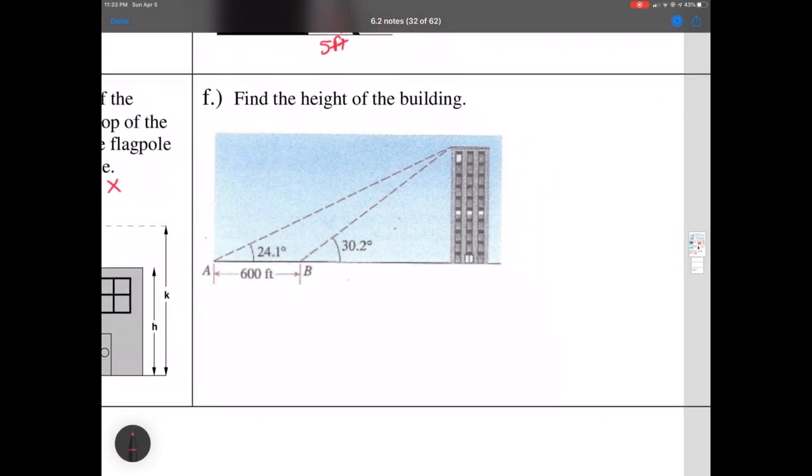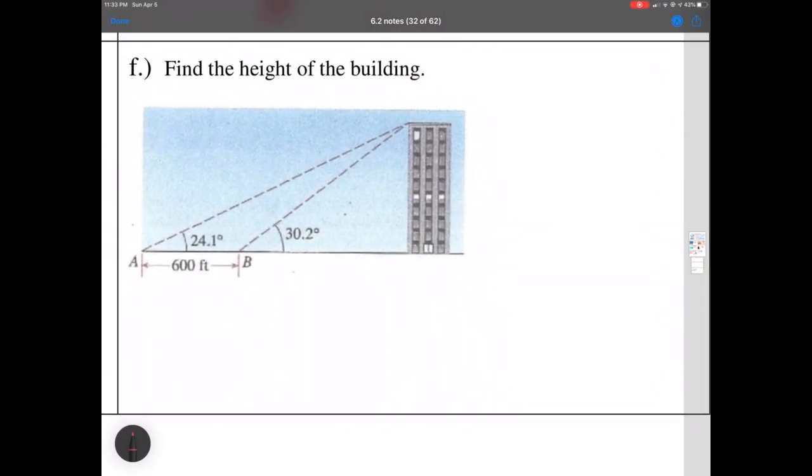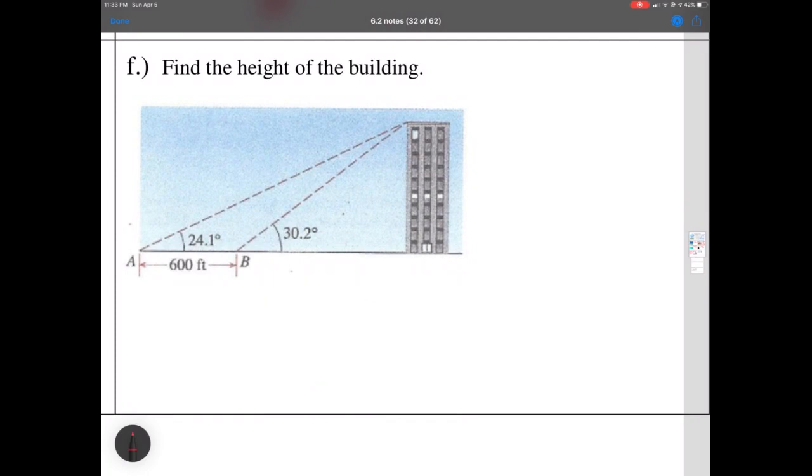All right, our final example says find the height of the building. This example will require a little bit more work. It's a little lengthy. I'm trying to find that height x. Well, I need to know the total distance from point A to the bottom of the building, but I don't have it. All I have is the distance from point A to B. So I'm going to need this value. I'm going to call it y, because I need to know the whole base of that triangle.